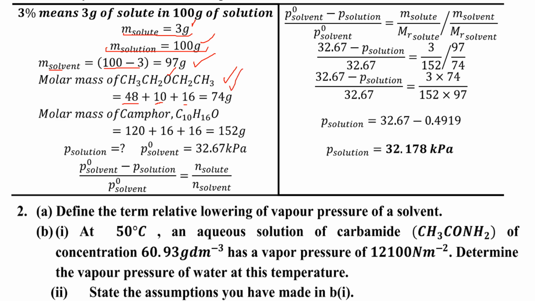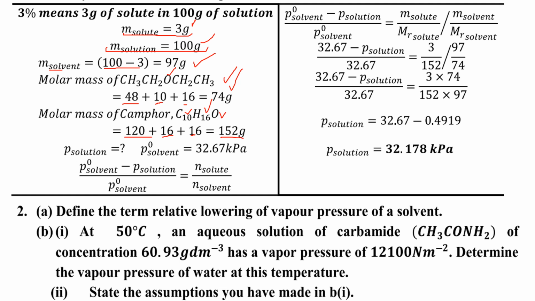And the molar mass of camphor is given by: we have 10 carbon atoms, so it's 10 times 12 to get you 120. We have 16 hydrogen atoms, so it's 1 times 16 to get you 16. And we have 1 oxygen atom, it's 1 times 16 to get you 152 grams.